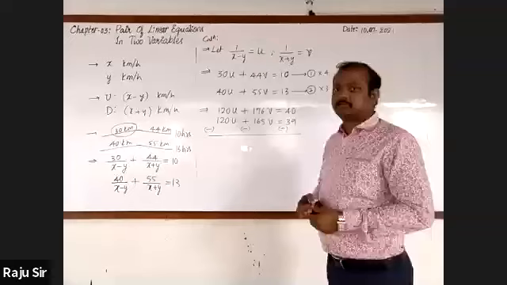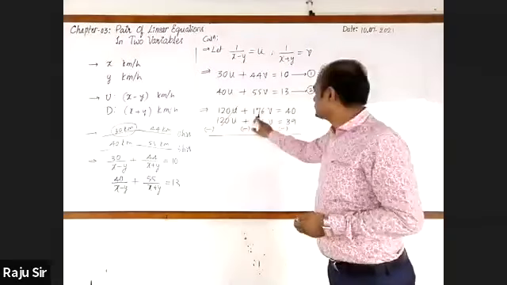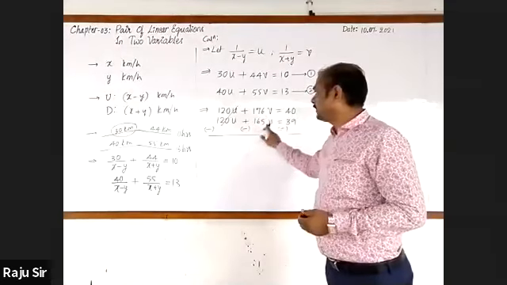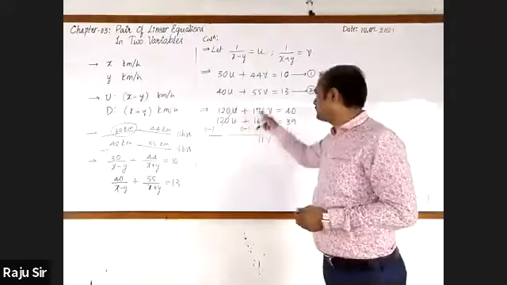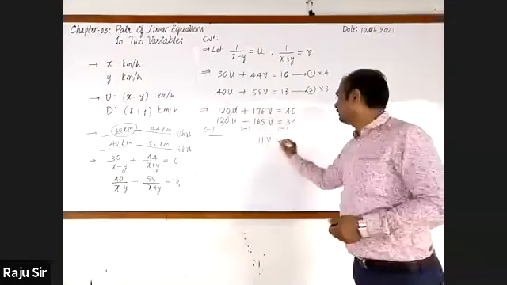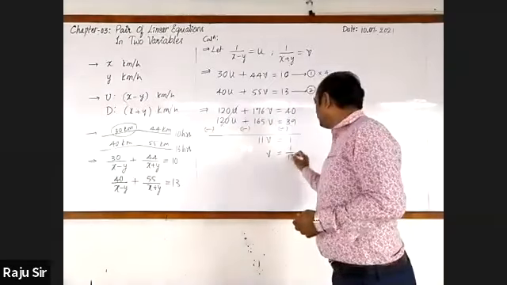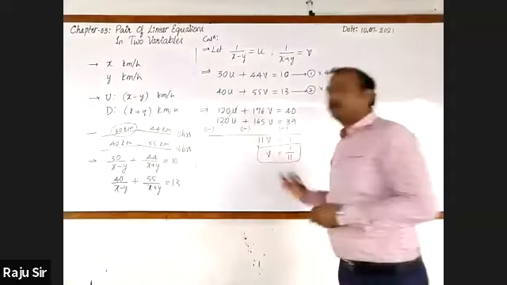Here, 1 by 11 will come. This is minus and here also minus, so the U terms get cancelled. 176V minus 165V is 11V. Others: 6 minus 5 is 1, 7 minus 6 is 1. Next, 40 minus 39 is equal to 1. So V is equal to 1 by 11. We got the V value.